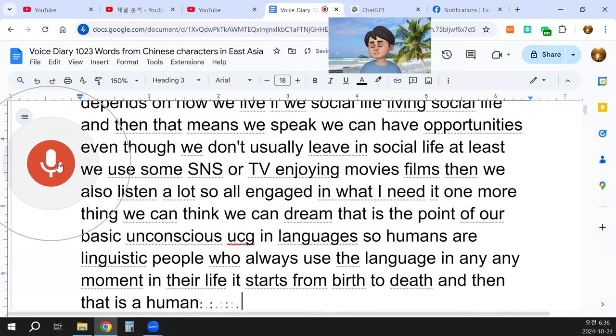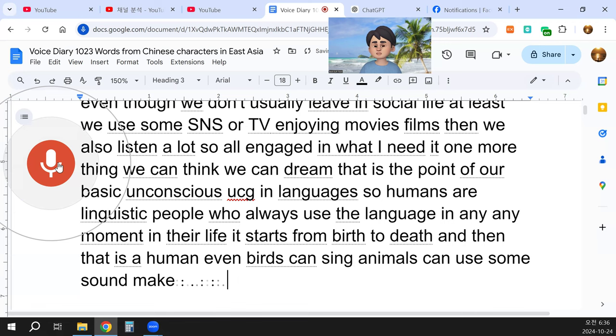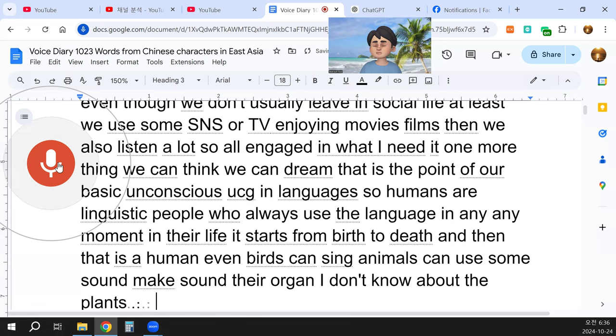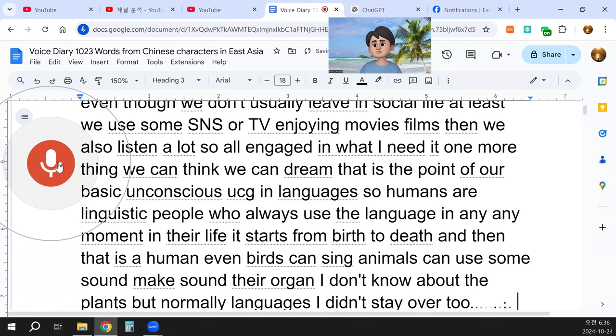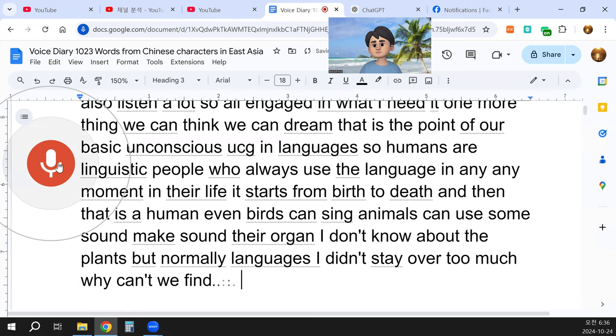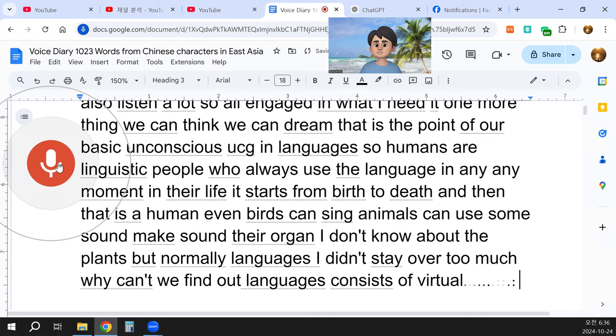Even birds can sing. Animals can use some sound, make sound with their organs. I don't know about the plants, but normally language is the identity of humans. What can we find out? Language consists of culture, history, and many things.